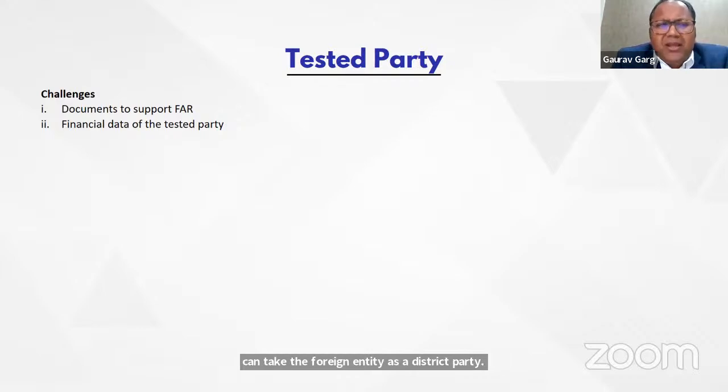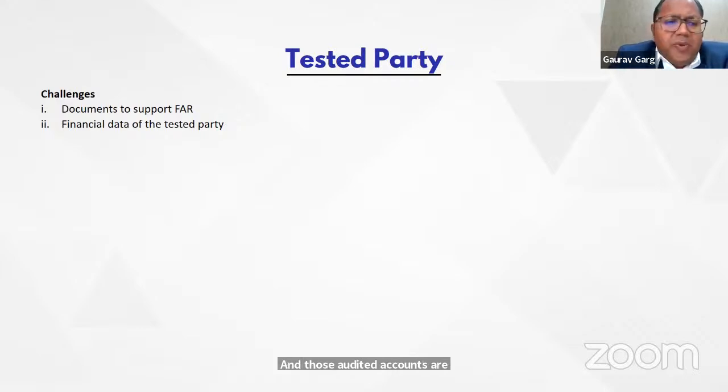Now, broadly, there can be two cases. One, the foreign entity is, let's say, the captive service provider or a captive manufacturing unit, and the entire profit and loss account, the audited accounts are available, and those audited accounts are presented. In that case, it should not be an issue.